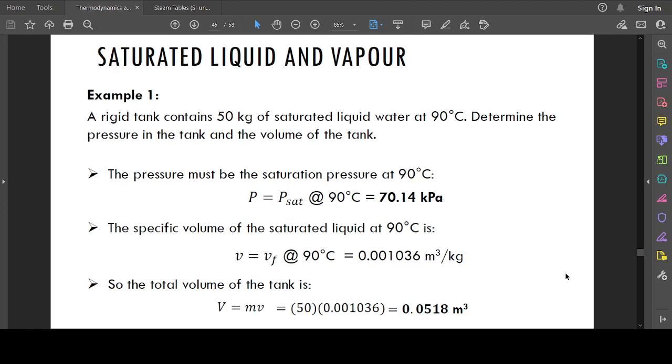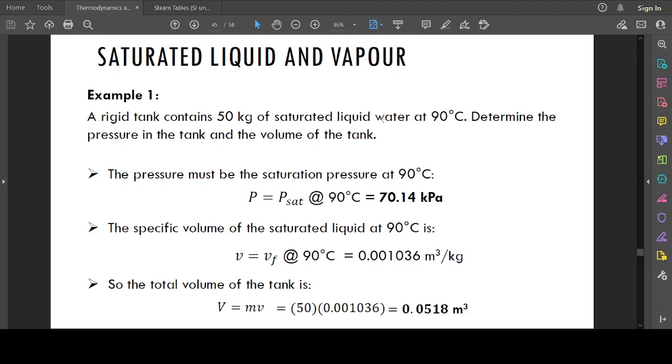So for example, a rigid tank contains 50 kilograms of saturated liquid water at 90 degrees Celsius. Determine the pressure in the tank and the volume of the tank. First thing is a rigid tank. There is no inlet or outlet in the tank. So we will assume that the tank is filled up by this liquid water.